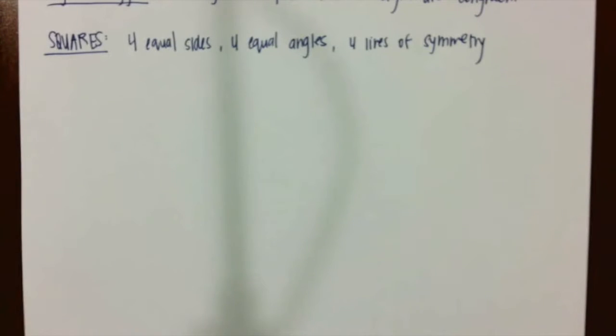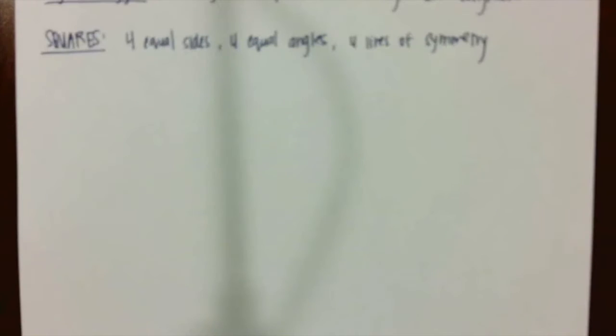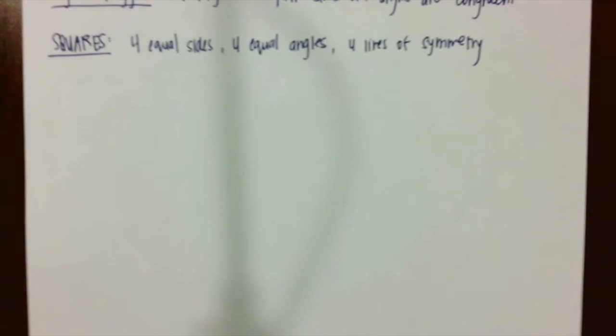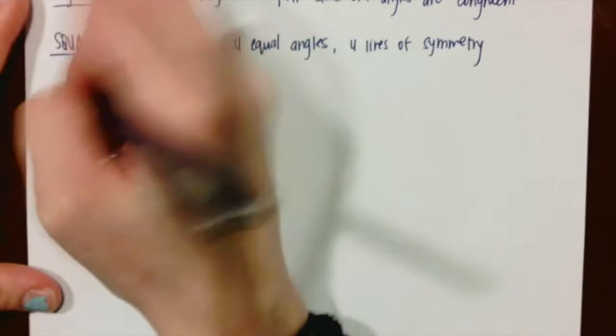If we had an equilateral triangle where all the sides are the same length, they're congruent, all the angles are congruent, we would have 3. A triangle is a 3-sided figure, so it has 3 different lines of symmetry. If we had a regular octagon that has 8 sides and 8 angles, then it would also have 8 lines of symmetry.